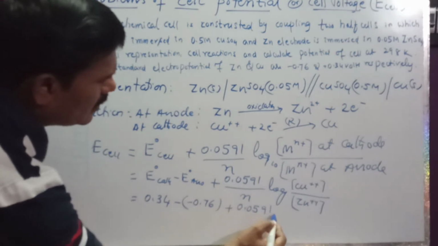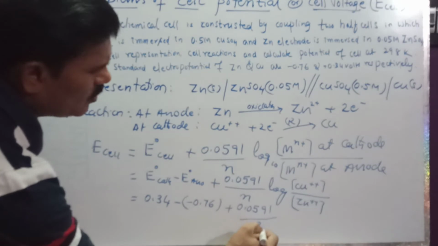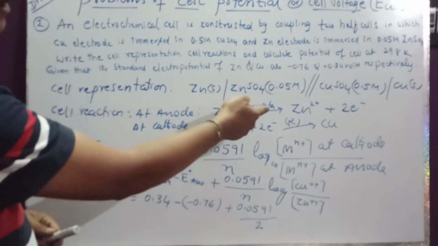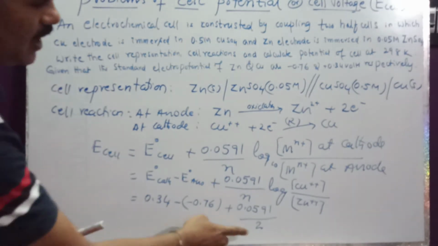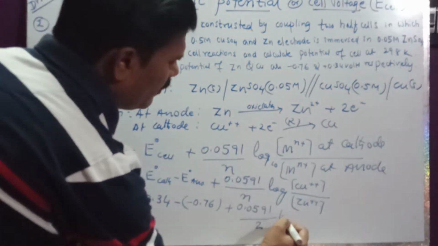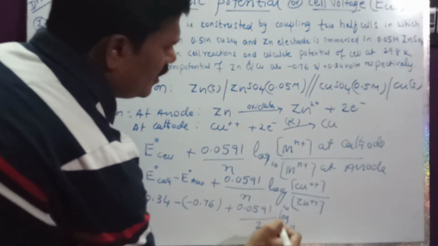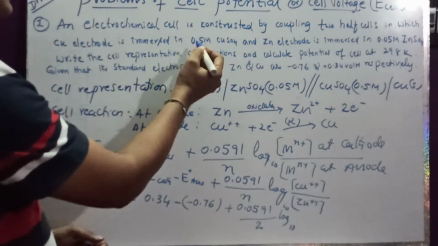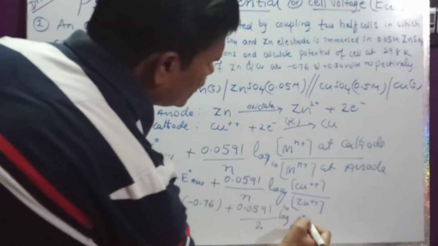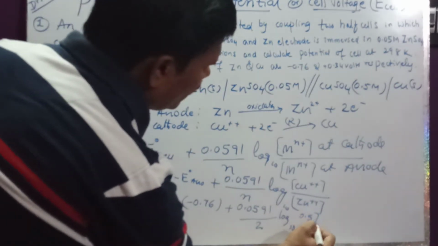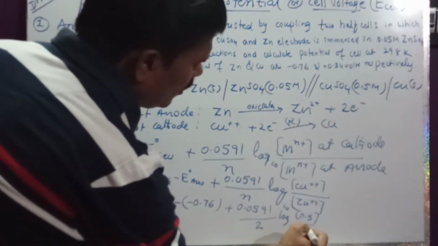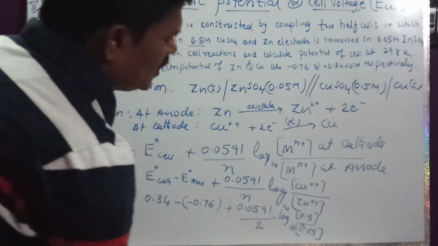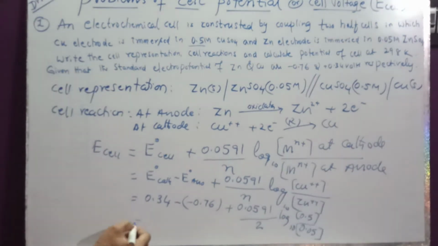0.0591 divided by N. N is equal to 2, because the number of valence electrons for both copper and zinc is 2. I have taken 2. Log base 10. The concentration of cupric ions is given as 0.5 molar, 0.5 divided by 0.05, the concentration of zinc ions. So this is how you can calculate.